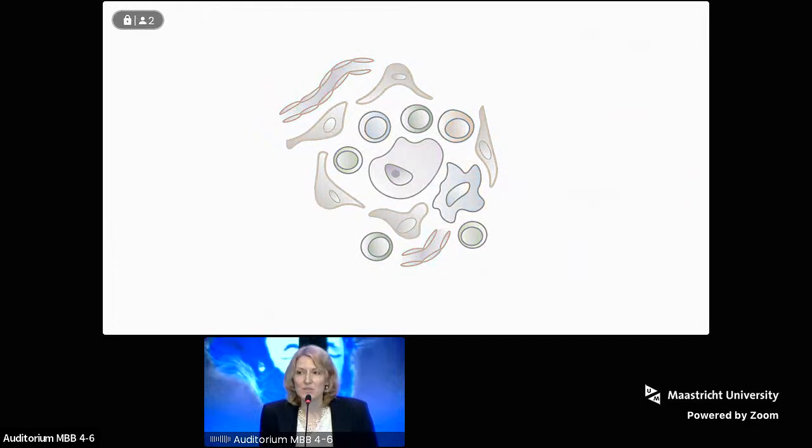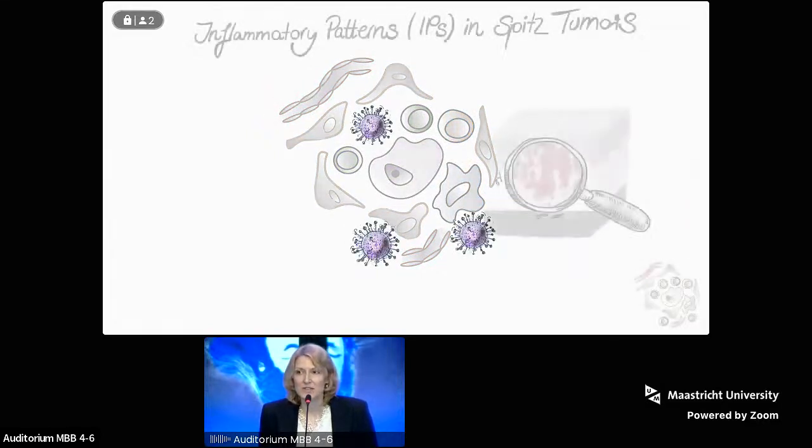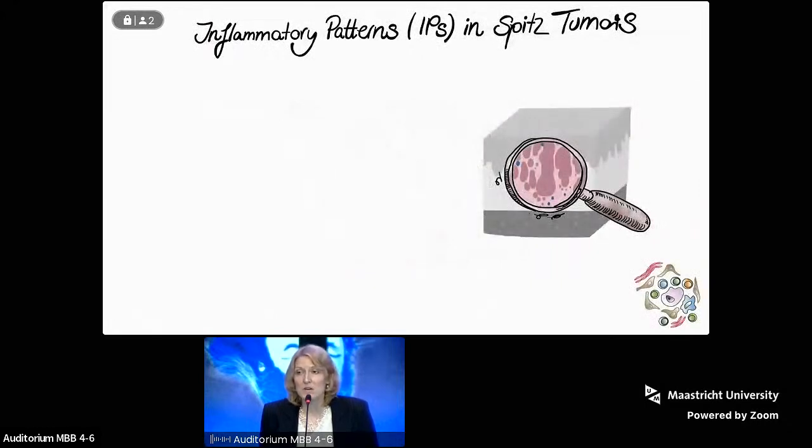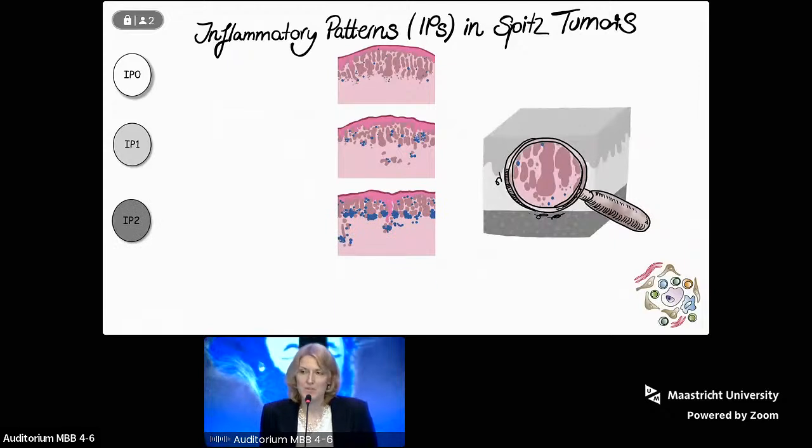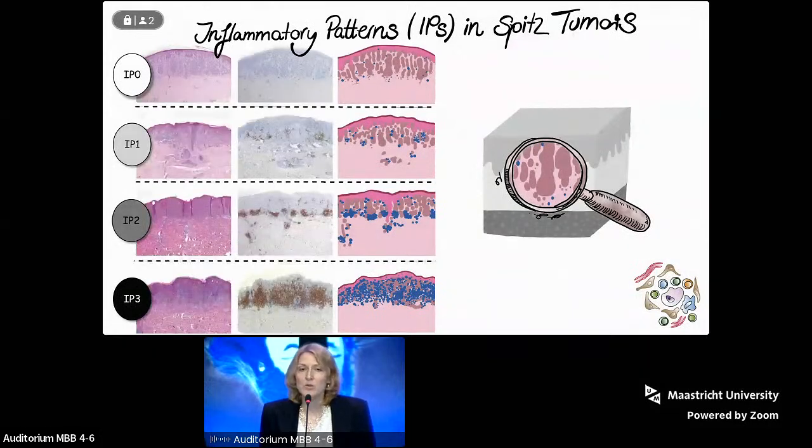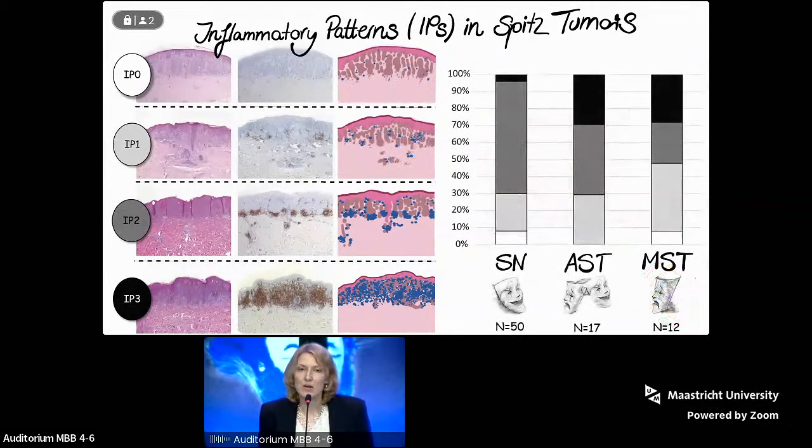We focused on the inflammatory cells, and we identified different inflammatory patterns in these lesions, which we named IP0, IP2, IP3 with increasing inflammatory activity. This is what it looks like under the microscope and when you do immunohistochemistry staining for them. When we applied these inflammatory patterns to our Spitz tumors, we could see that the most predominant pattern in Spitznevus was inflammatory pattern 2 with these striking lymphonodular aggregates at the base of the lesion. Interestingly, inflammatory pattern 3 with severe inflammation was more often found in atypical lesions and malignant lesions.